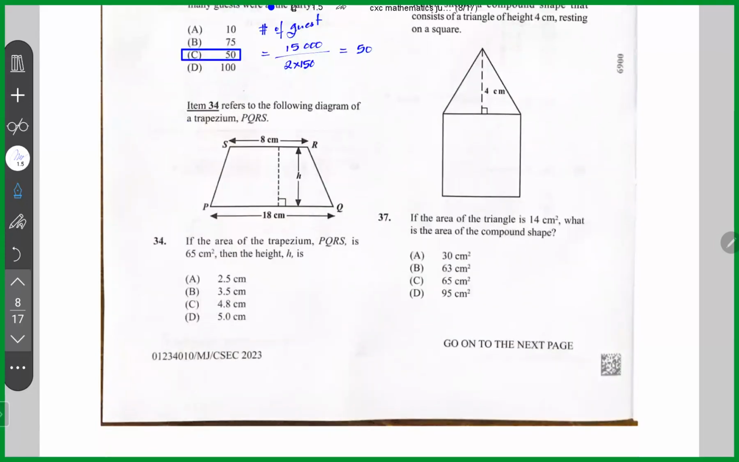All right. They want the height, given that the area is 65. So the area is a half the sum of the two parallel sides, 8 plus 18, times the height, which we don't know, and this is equal to 65. A half of 26 is 13. So 13h is equal to 65. Divide both sides by 13, and we get h is equal to 5. Answer is D. The height is 5 centimeters.